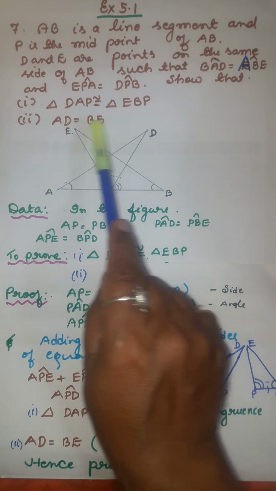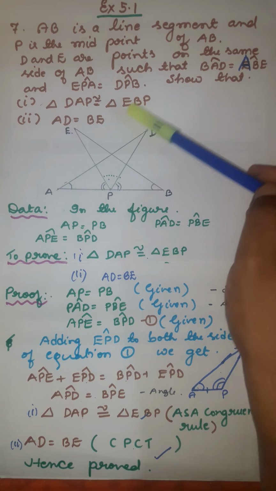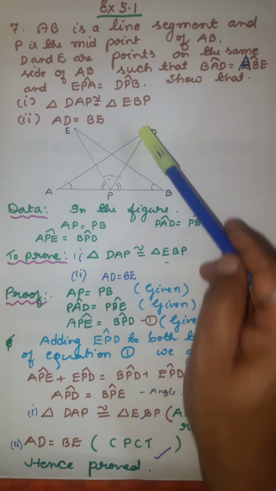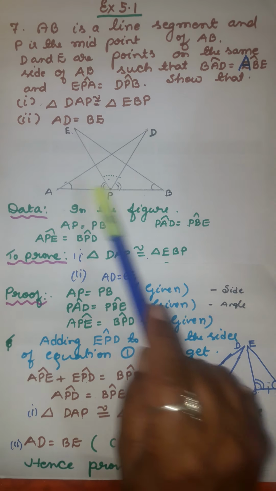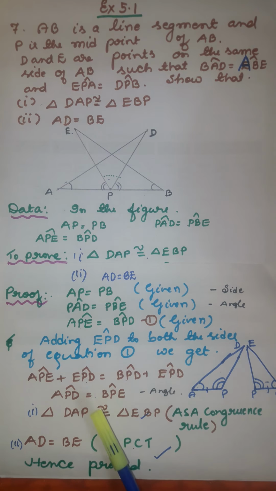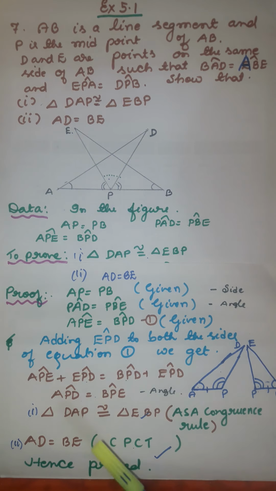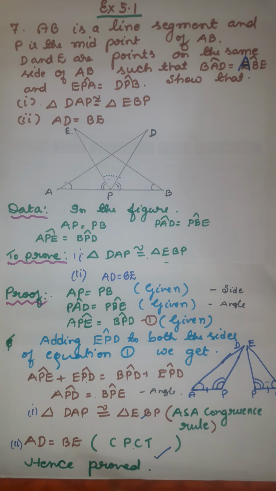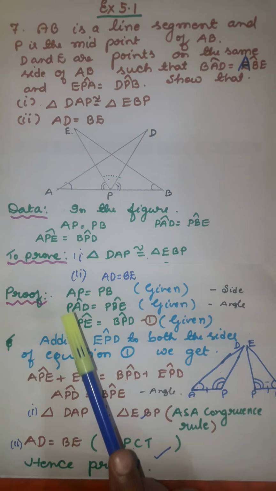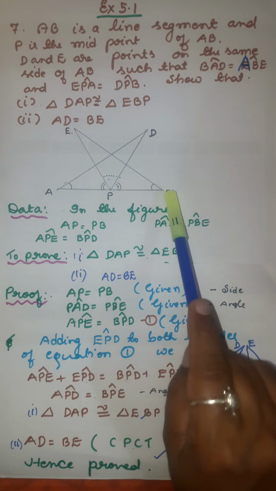D and E are the points on the same side of AB. Same side means above the line segment AB such that angle BAD is equal to angle ABE. So you have to understand here, the points D and E are on the same side of line segment AB, satisfying that equality of the angles. Which are the angles equal? Angle BAD equal to angle ABE.